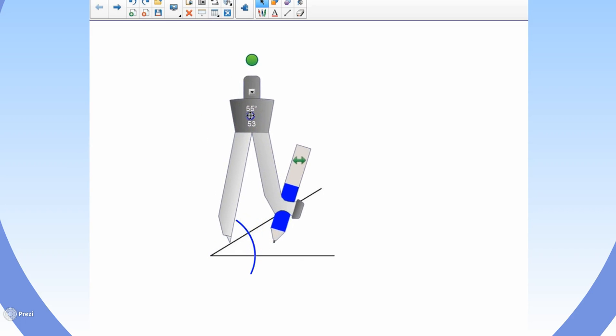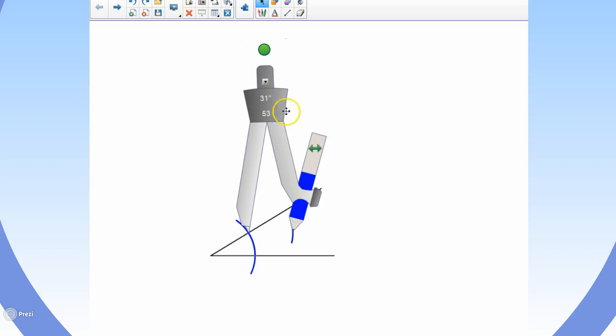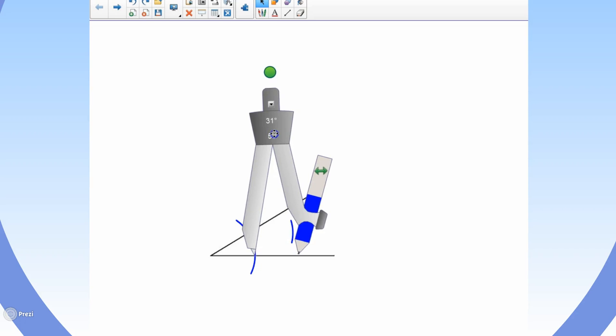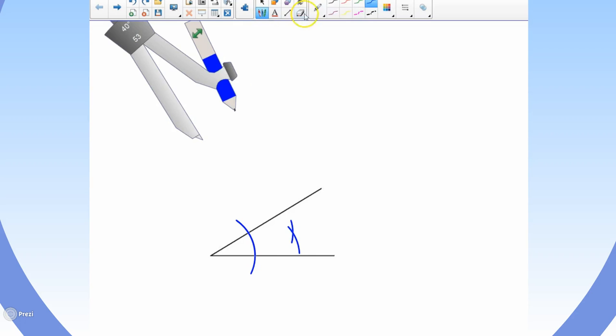Now what's important, as usual, are the 2 points of intersection. I'm going to put my point at one of them, and I'm going to make an arc in here. And then what I'm going to do is I am going to put my point at the other one, and I am going to make an arc there. And here I have a point of intersection. And that is where the angle bisector passes through.